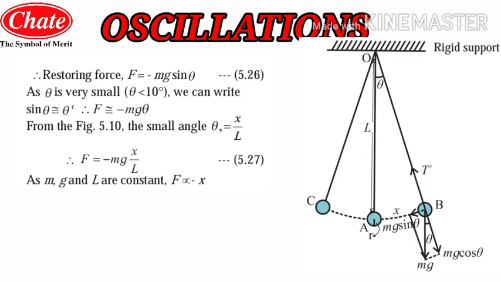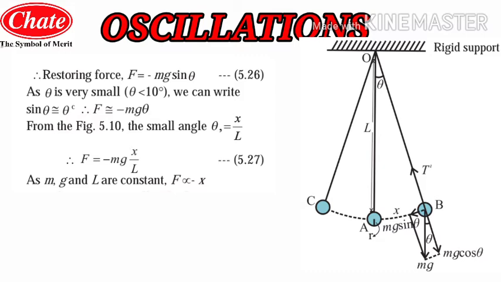So that force will be nearly equal to minus mg theta only. Okay students, so it will be nearly equal to minus mg times the value of theta. Now we can say the small angle theta is equal to x by L. So students, we can predict from the diagram that theta is equal to x by L.